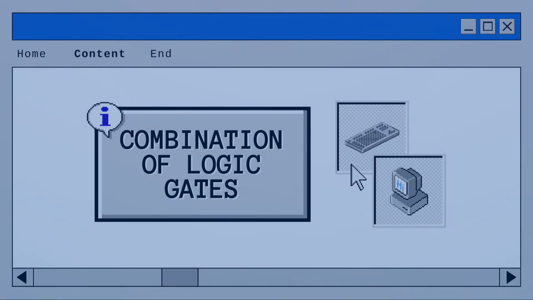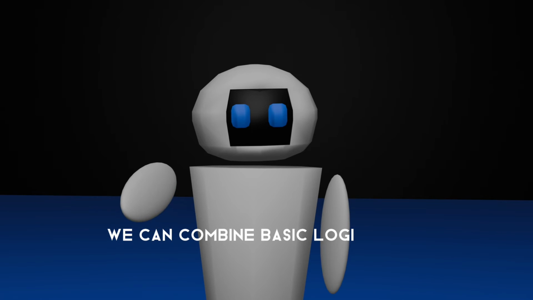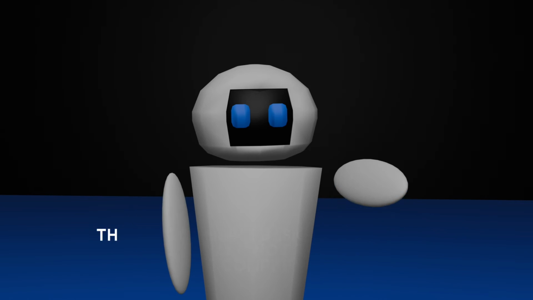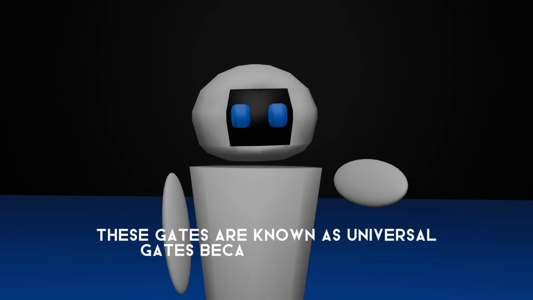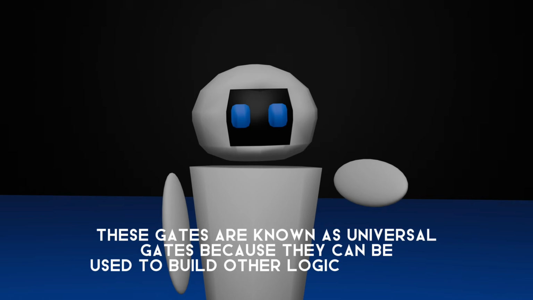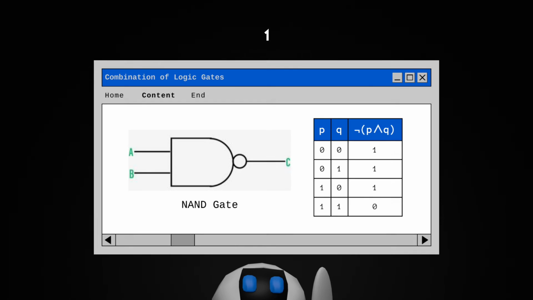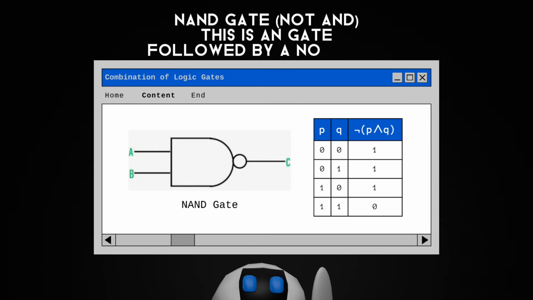Combination of logic gates. We can combine basic logic gates AND, OR, and NOT to create more complex gates. These gates are known as universal gates because they can be used to build other logic functions. Let's look at three main examples. 1. NAND gate, NOT AND. This is an AND gate followed by a NOT gate.